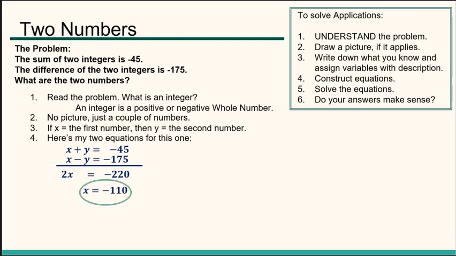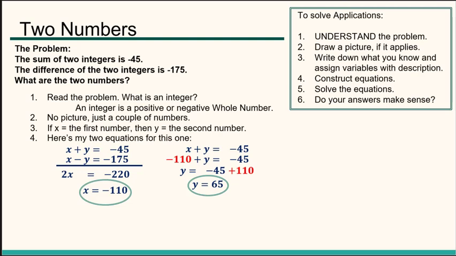That's an answer. Then I'd take one of my two equations. I like x plus y is negative 45. I'm going to substitute in there the negative 110 for x. Negative 110 plus y is negative 45. Just add 110 to both sides. Crunch those numbers. y is 65. That's the second part. Cool, I have both answers now.